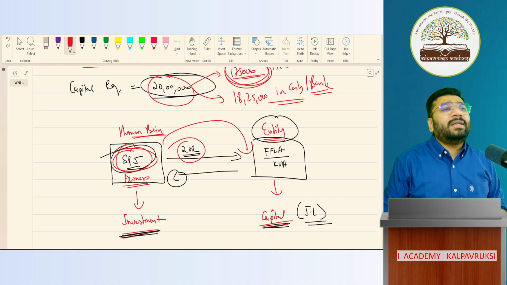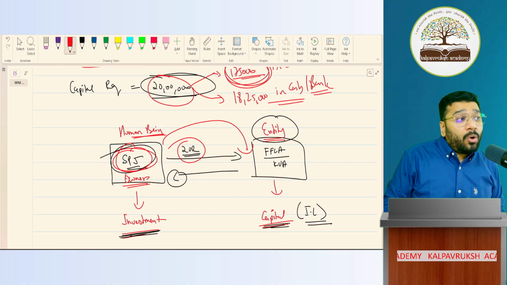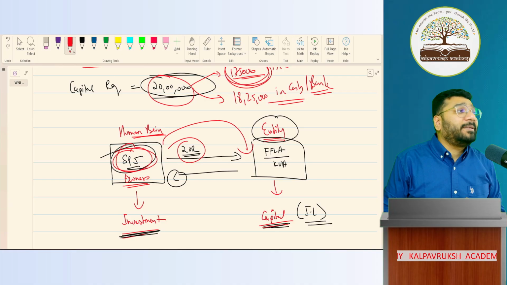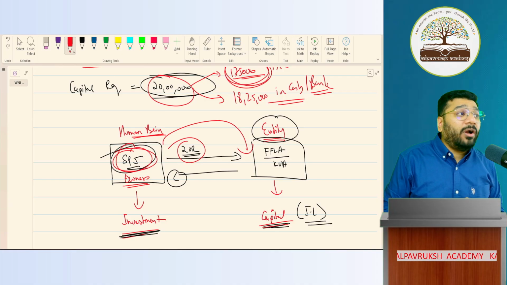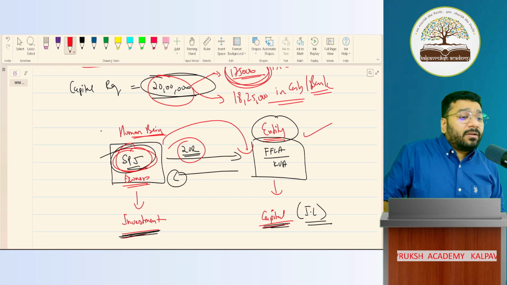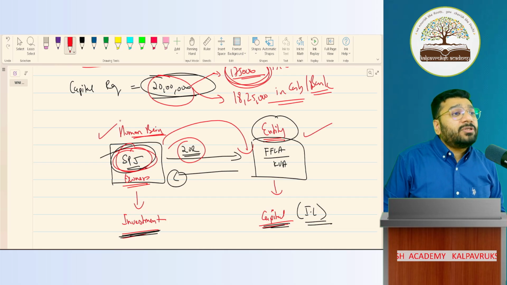This 20 lakh rupees, the owner will invest in the entity. So both owner and entity are the same, no sir? Then what is the need for investment? Now, the accounting rule says that both are not the same. Accounting says that both are not the same. Entity is separate, owner is separate. This concept is called the accounting entity concept or business entity concept, which means both are separate.